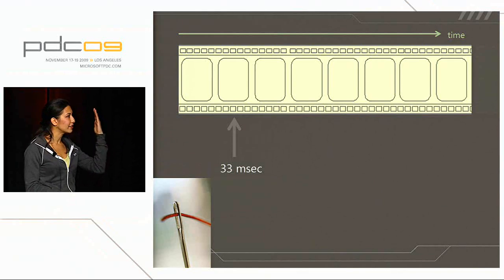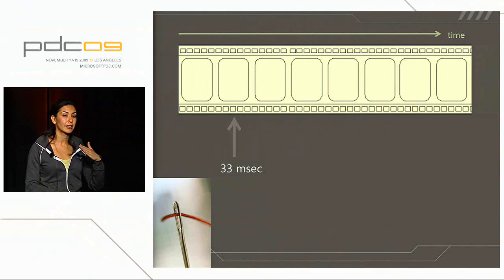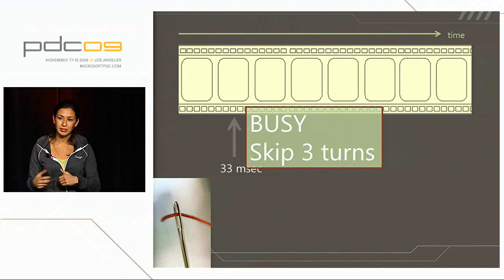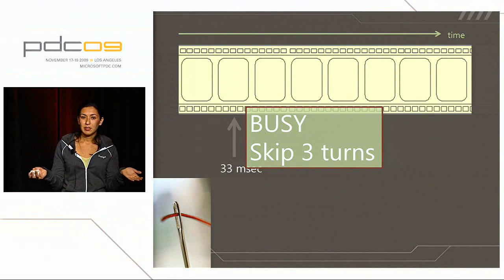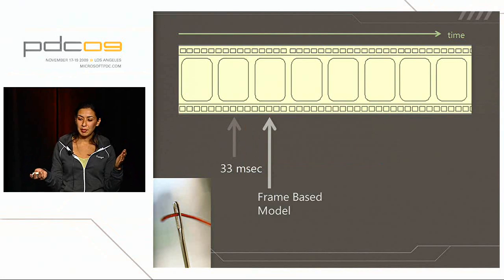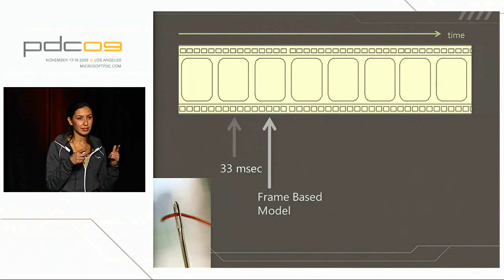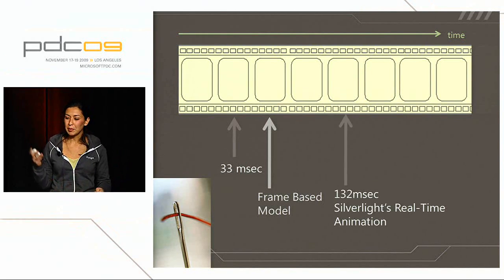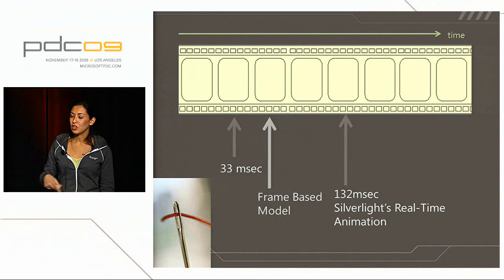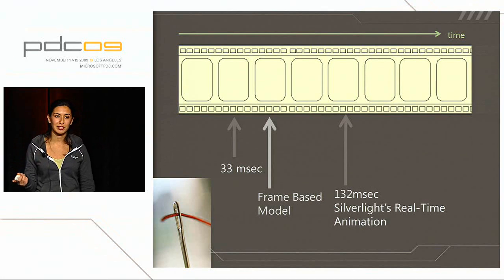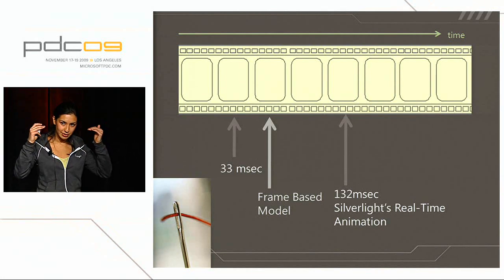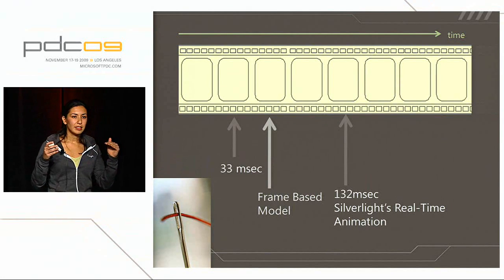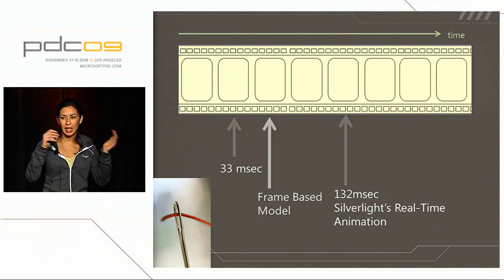So if I'm at the second frame, 33 milliseconds, and let's say I get busy for a while, the UI thread is doing something else, and I miss 3 frames. On a frame-based system, this would return at the third frame at 66 milliseconds. But in Silverlight's time-based model, you'll return at 132 milliseconds at the clock-based time, OK? So we evaluate, at that point in time, where should the animation be?